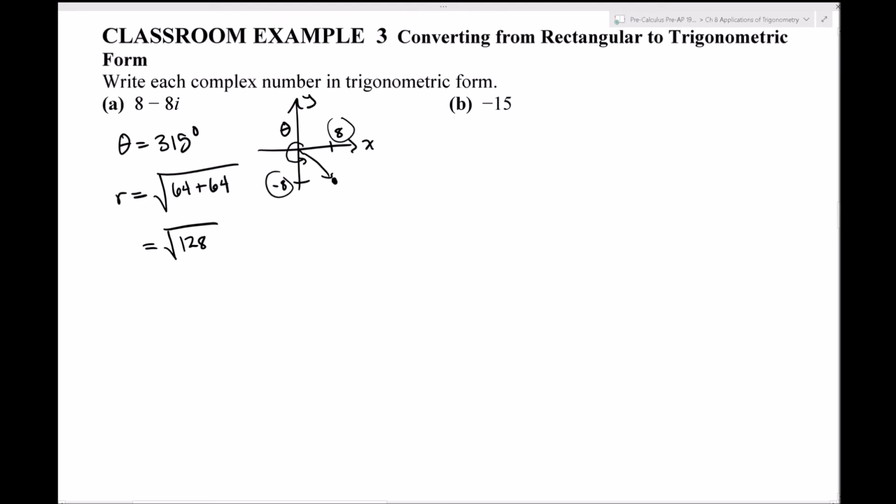128 is 2 times 64. 2 stays inside, 64 comes outside as an 8. So it's 8 square root of 2. You can double check how that works, but 128 is 2 times 64, the square root of 64 comes outside as an 8, and 2 stays inside.